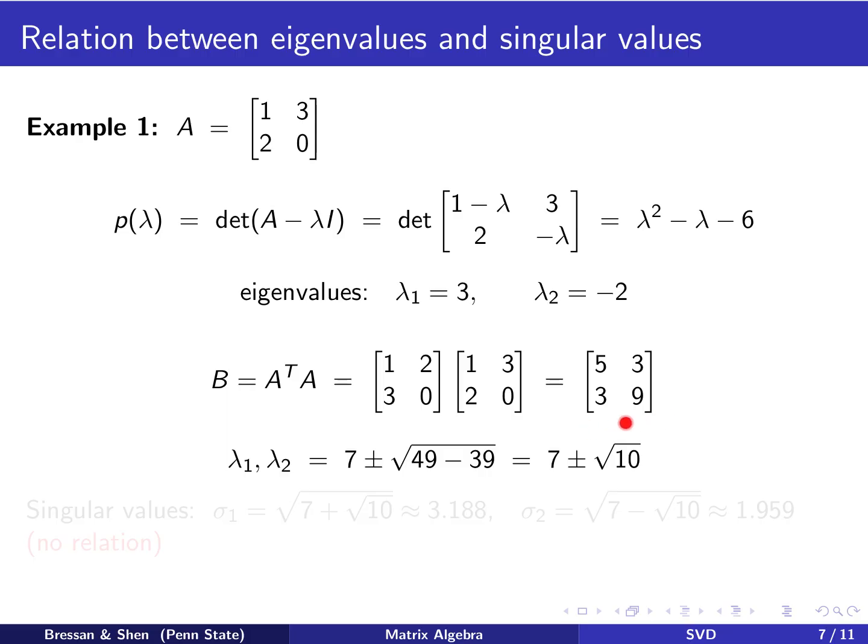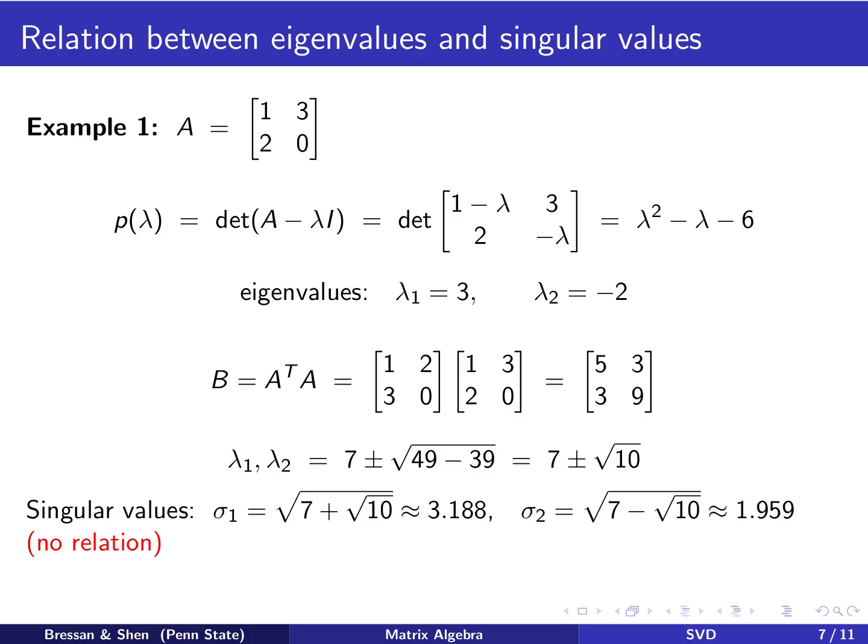We can carry out the computation of the eigenvalues for this matrix, and we see that we get these numbers, which are not integers anymore. They involve the square root of 10. Then the singular values are the square roots of the eigenvalues of this matrix B. So the first singular value is the square root of 7 plus square root of 10, which is approximately 3.18. The second singular value takes the minus sign here, and if you work it out, it is about 1.9.